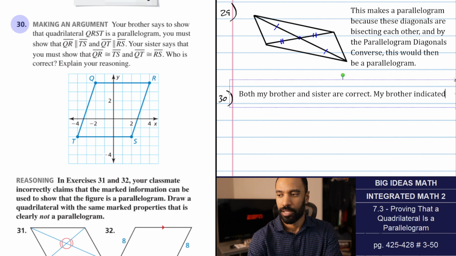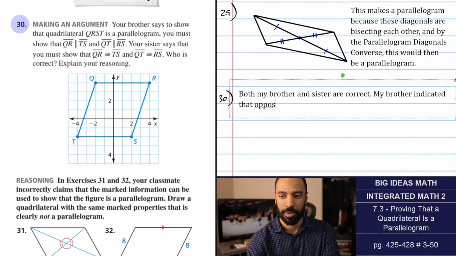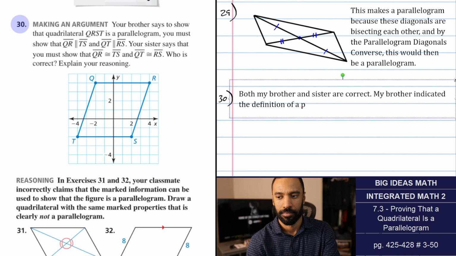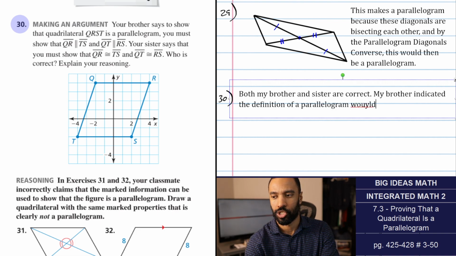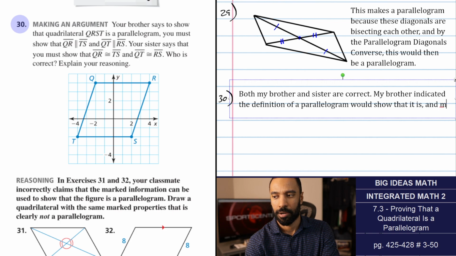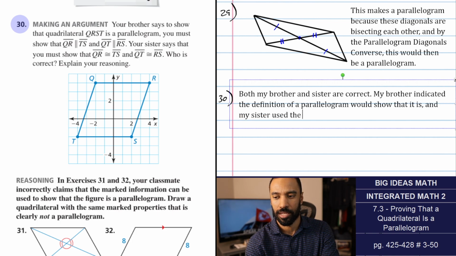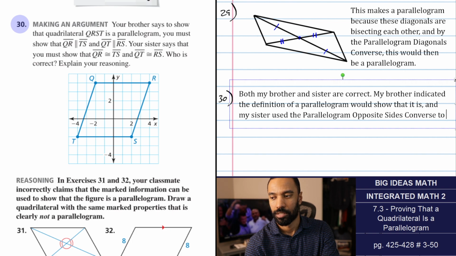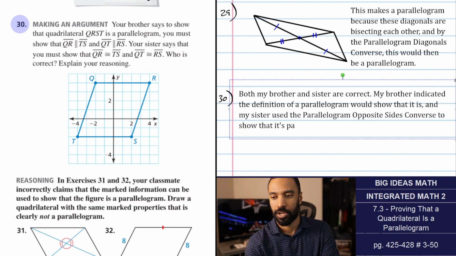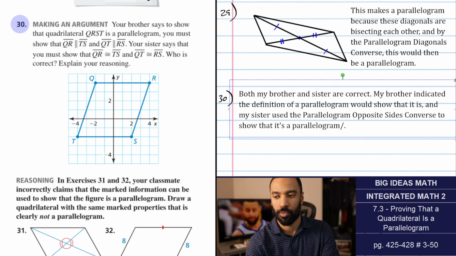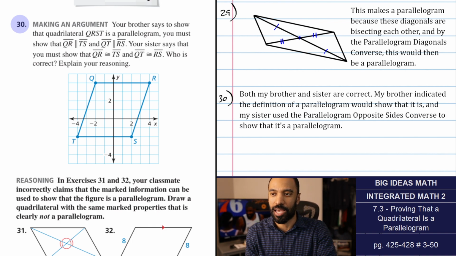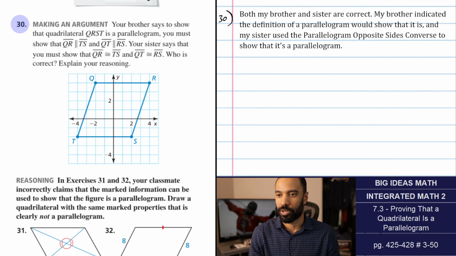My brother indicated that opposite sides parallel, the definition of a parallelogram, would show that it is. And my sister used the parallelogram opposite sides converse to show that it's a parallelogram. There's also the one that we've been doing more, the parallelogram opposite sides congruent and parallel theorem, and that one showed it as well.